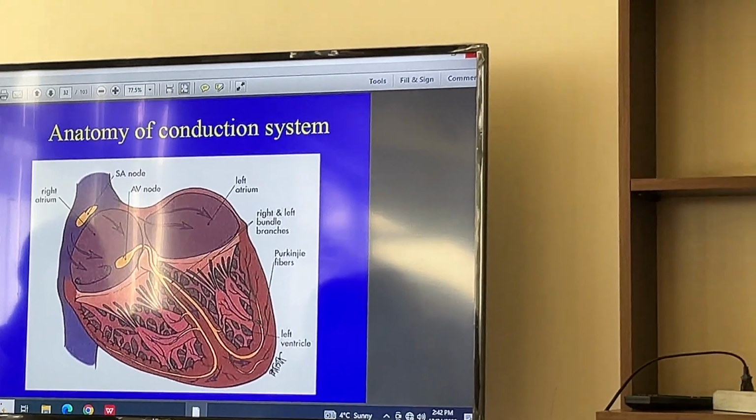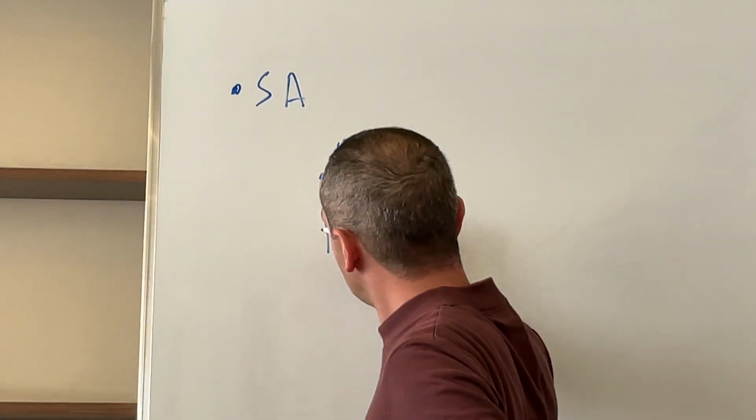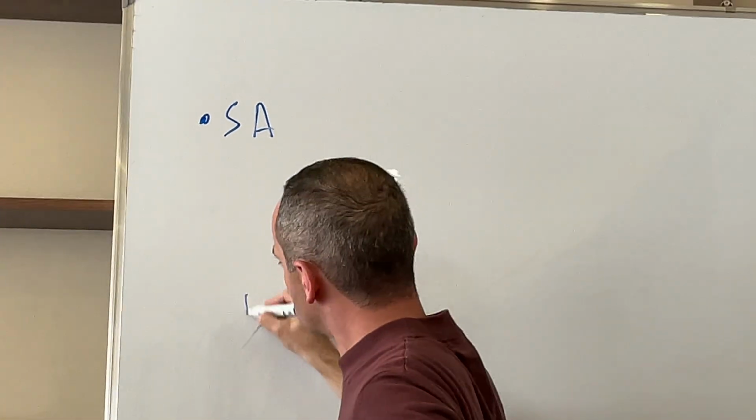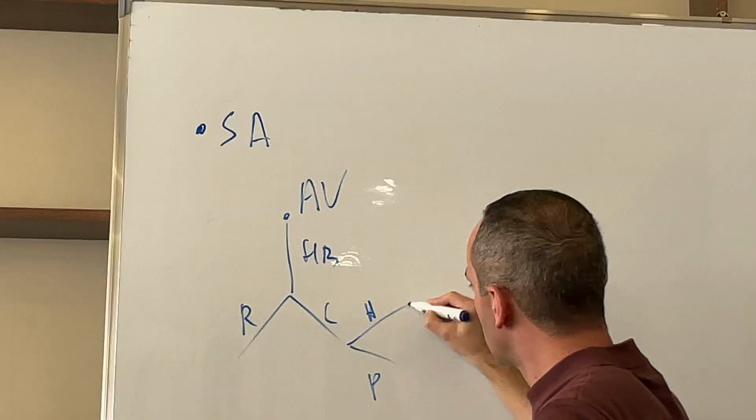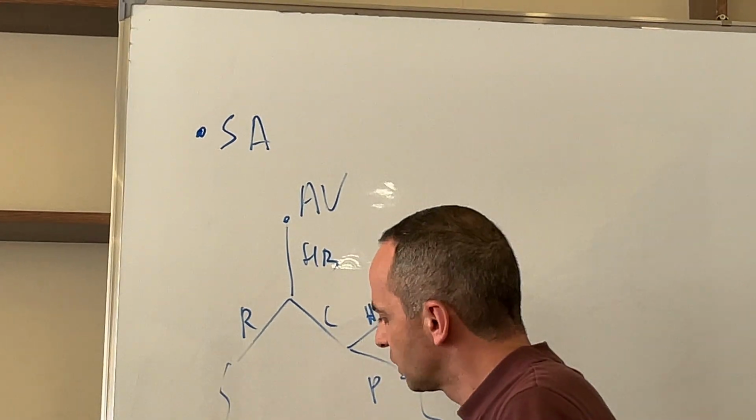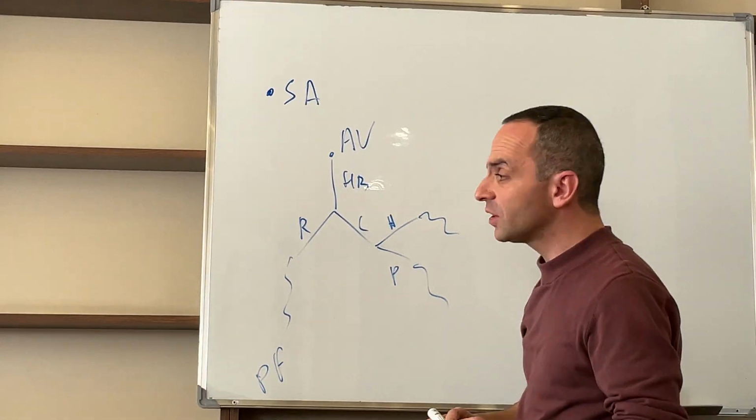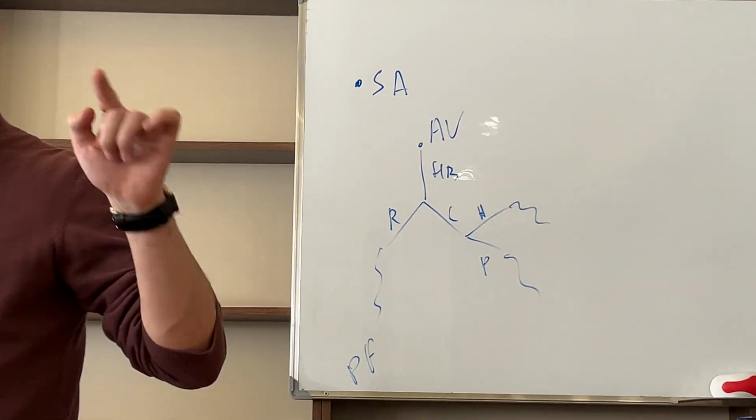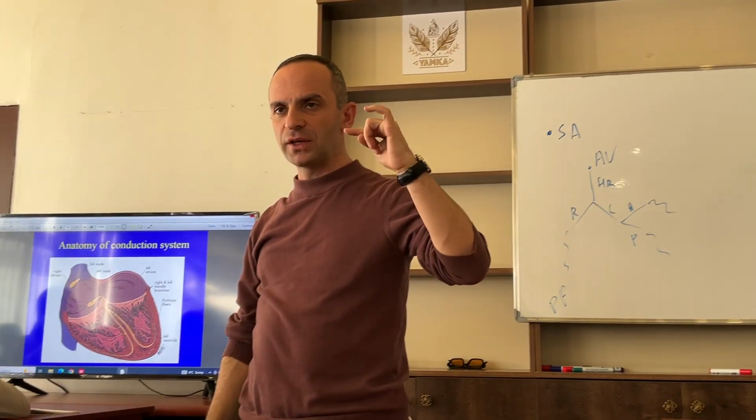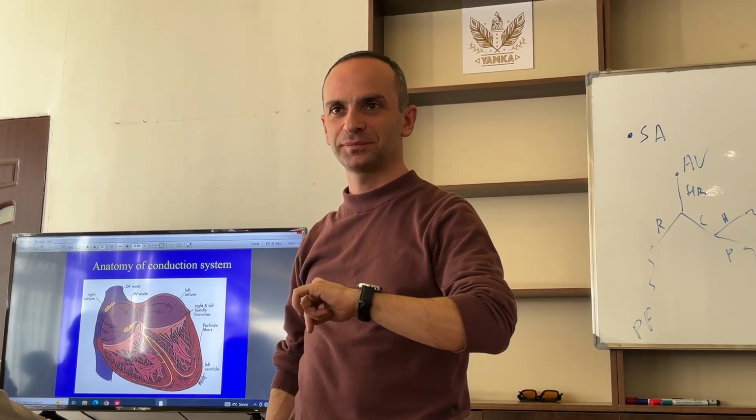fascicles. This is the SA node schematically. Here is the AV node. Here is the His bundle. This is the right branch. This is the left branch. This is the anterior fascicle. This is the posterior. And each of them ends in Purkinje fibers. On the level of Purkinje fibers, the electrical impulse is transferred from myocytes to cardiomyocytes for them to depolarize and to contract.